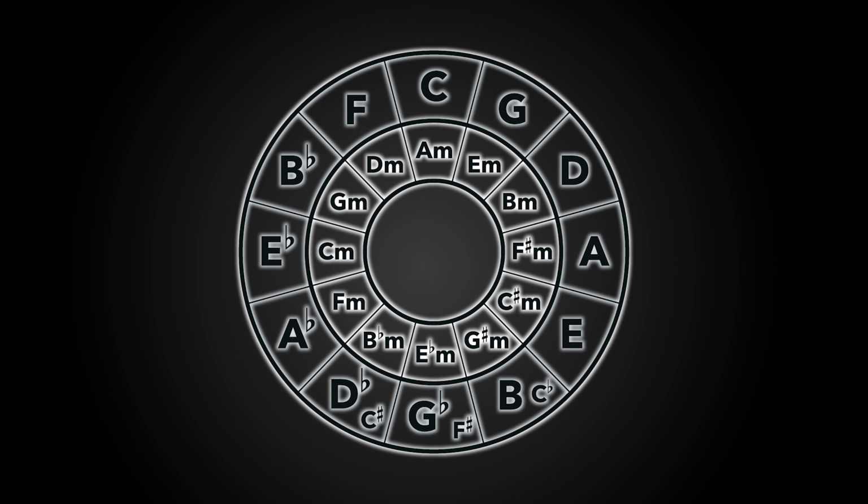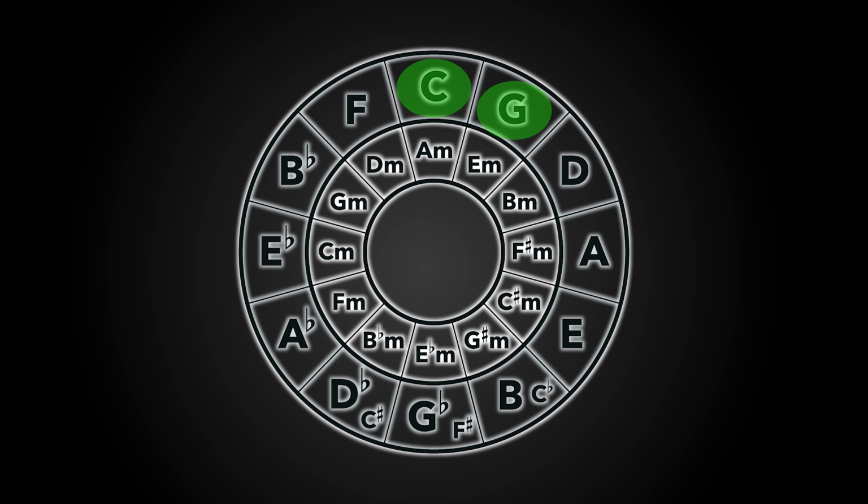This is a circle of fifths. We can learn a ton of useful information from this diagram, but for the sake of modulations, all you need to know is that keys that are close to each other share a lot of notes, and the further you go around the circle, the fewer notes they share.